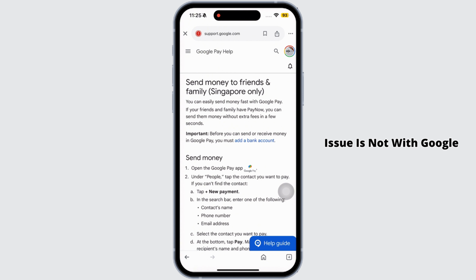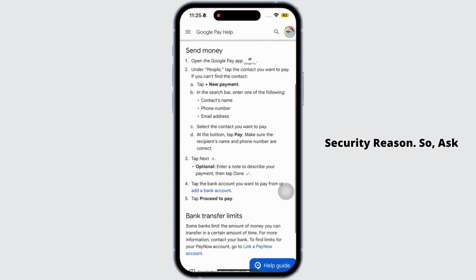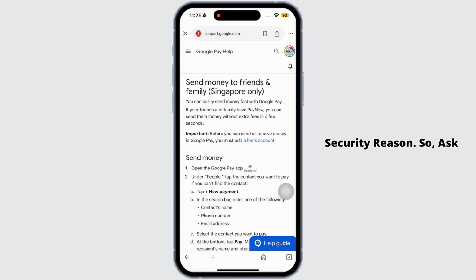Sometimes the issue is not with Google Pay itself, but with your linked bank or card issuer. If you have reached the payment limit imposed by your bank, contact your bank or card issuer to confirm any daily or monthly transaction limits. Some banks also impose limits on digital wallet transactions for security reasons. So, ask them to lift or adjust the limit if needed.